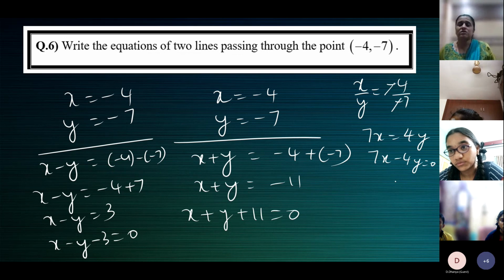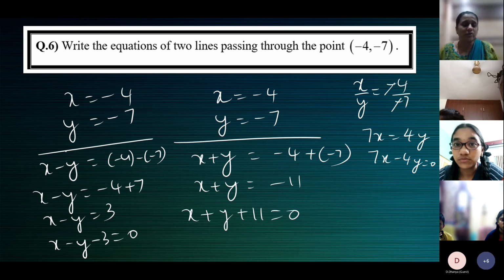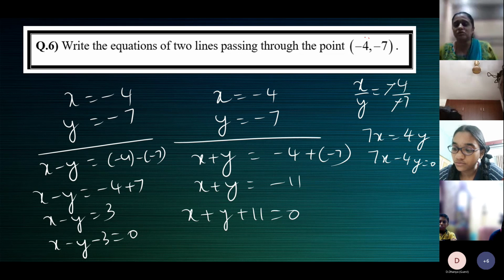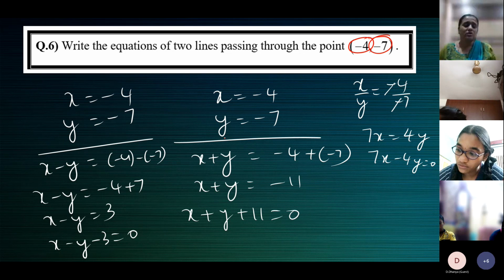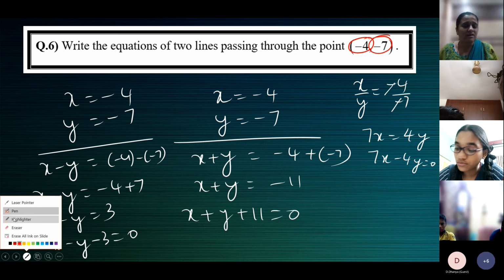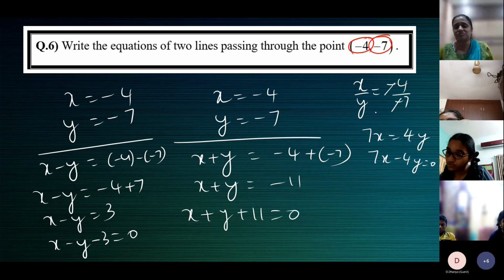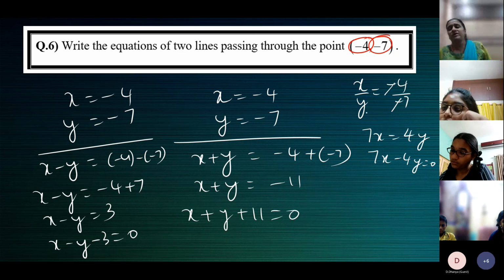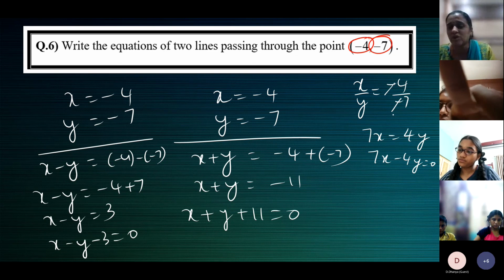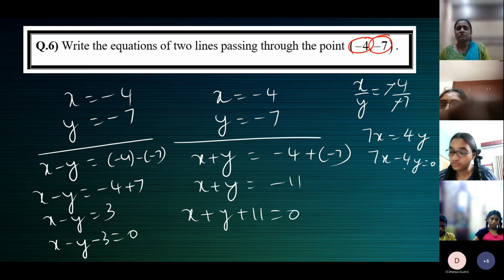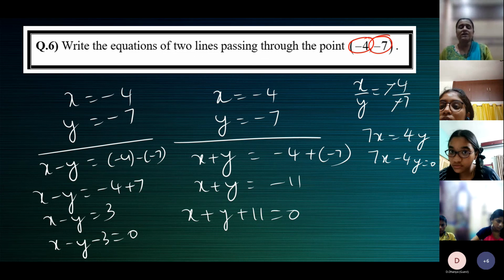This is another equation. So you can write, this is the x value. X is equal to -4. Y is equal to -7. You can write them one below the other, add the two equations, and get the linear equation, or subtract and get a linear equation, or you can even do this. X divided by y is equal to -4 by -7. Cross multiply and get the equation. Write everything, children. Start writing from here.